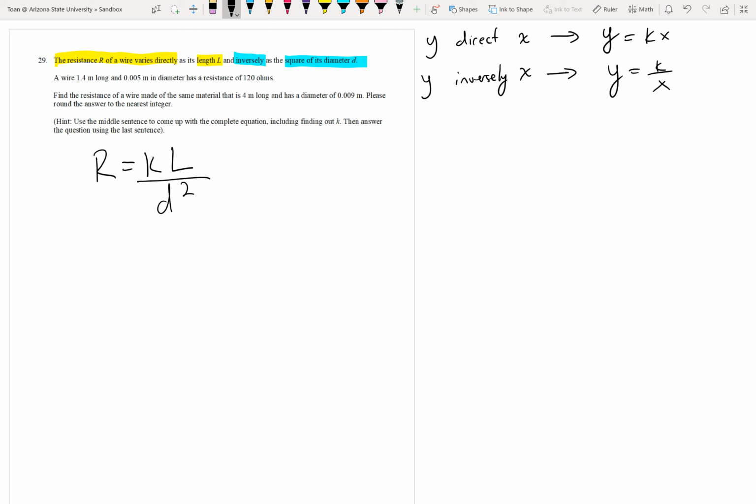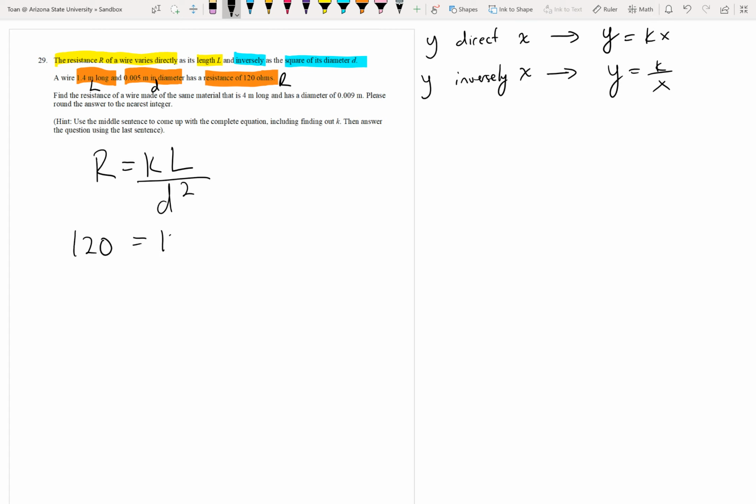Notice how it gives you numerical information. Well, typically that means you're going to plug stuff in and solve for k. So a wire that is 1.4 meters long, 0.005 meters in diameter, and a resistance of 12 ohms. Well, 1.4 meters long, that's clearly a length. Diameter is clearly d. And ohms, even if you don't know what ohms is, it says it's resistance, which is R. So plug everything in.